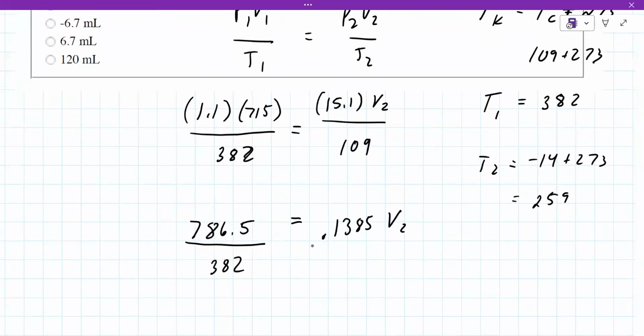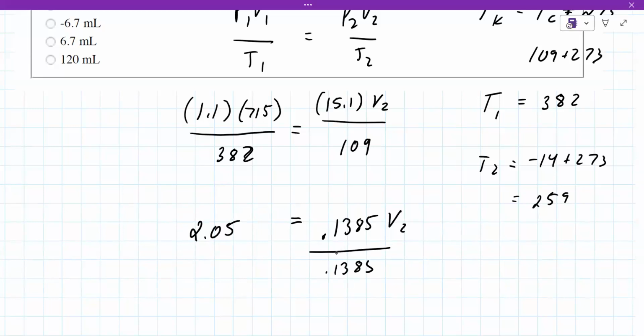0.1385. Okay, and do the same thing over here. Just divide this and get it to, you know, 2 decimal places or something. Okay, 2.058. Roughly. Yes. Okay, now you're going to divide both sides by 0.1385. 14.80.